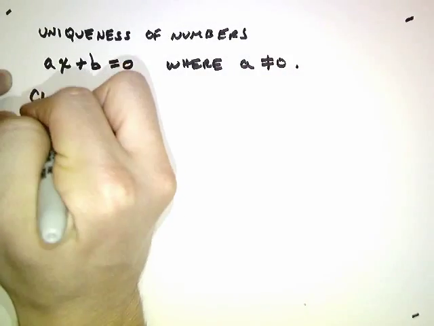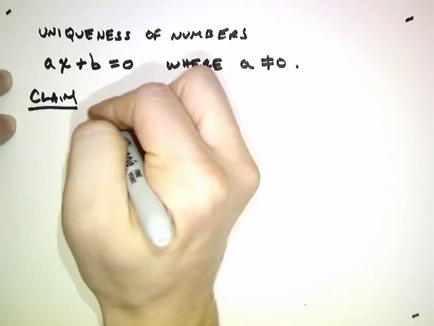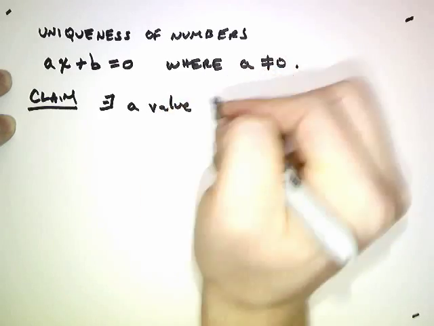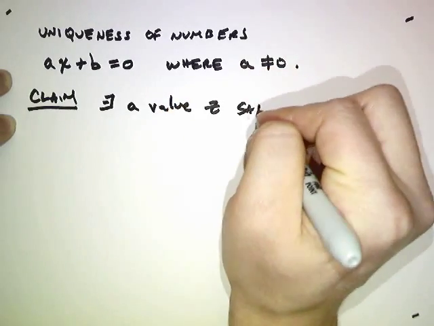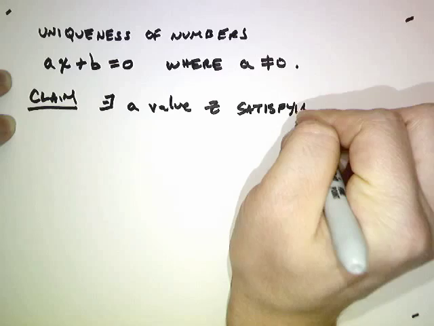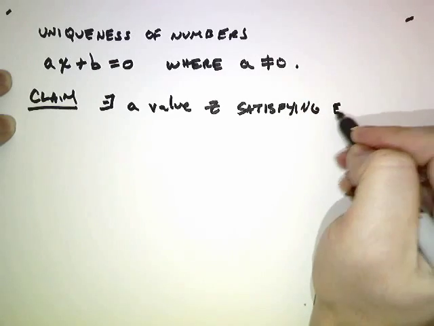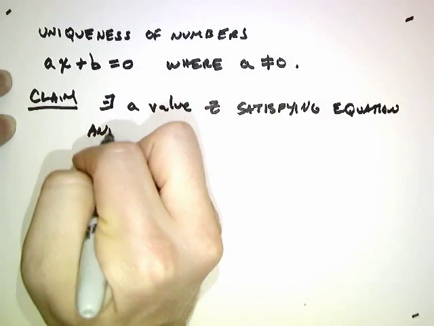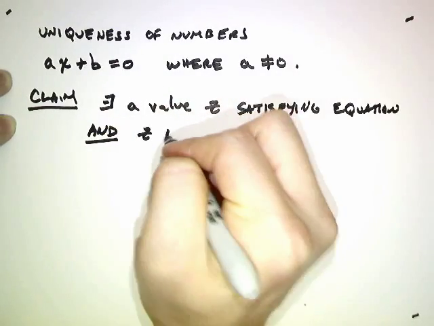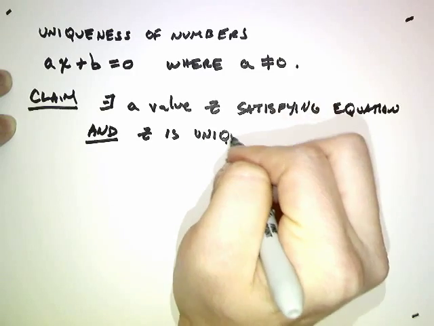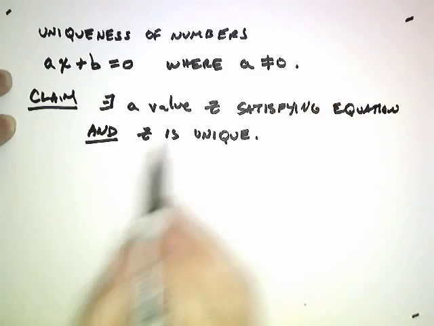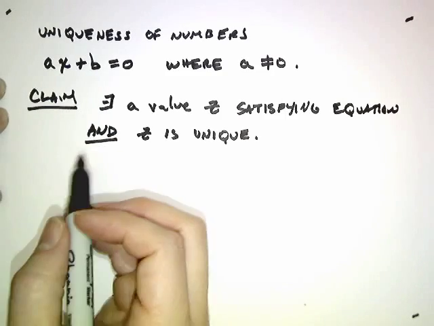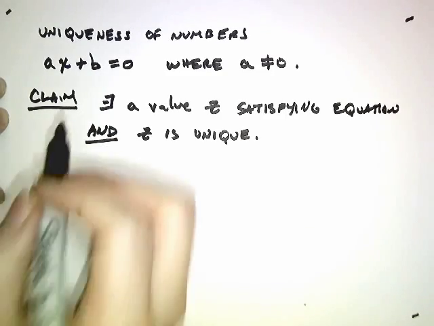The claim here is that there exists a value z satisfying the equation, and z is unique. That is to say, there is one and only one value that satisfies this particular equation. Okay, so how do we prove a claim like that?